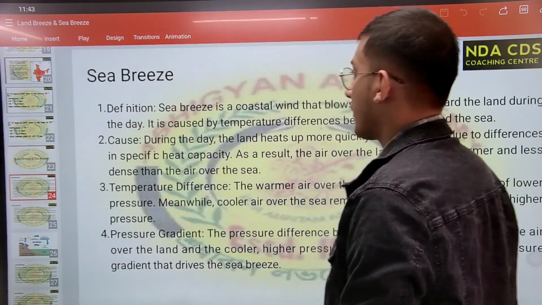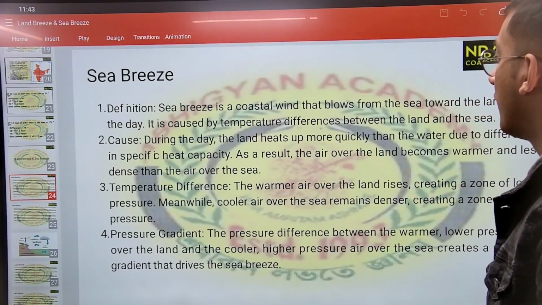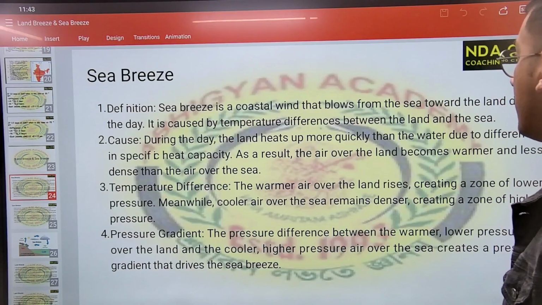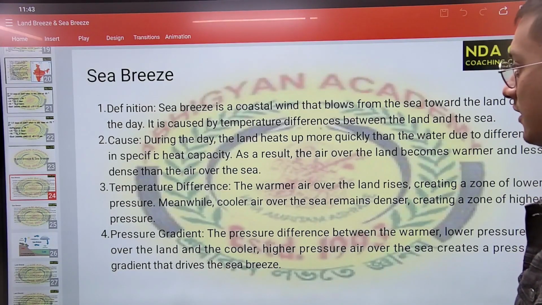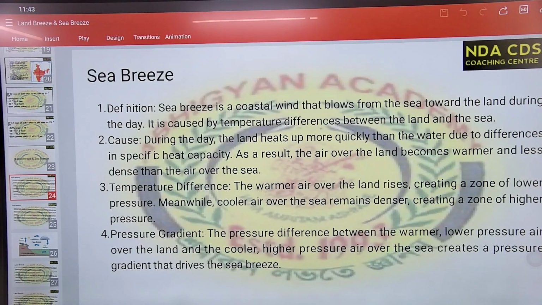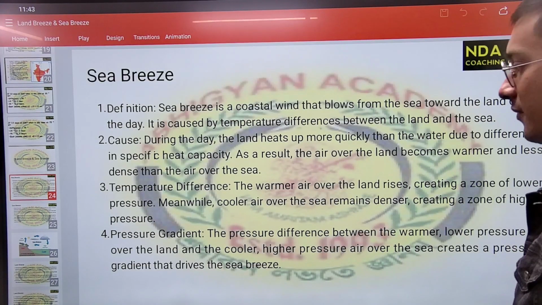So sea breeze is a coastal wind that blows from the sea towards the land during the day. It is caused by temperature differences between the land and the sea. During the day the land heats up more quickly than the water due to differences in specific heat capacity. As a result, the air over the land becomes warmer and less dense than the air over the sea.